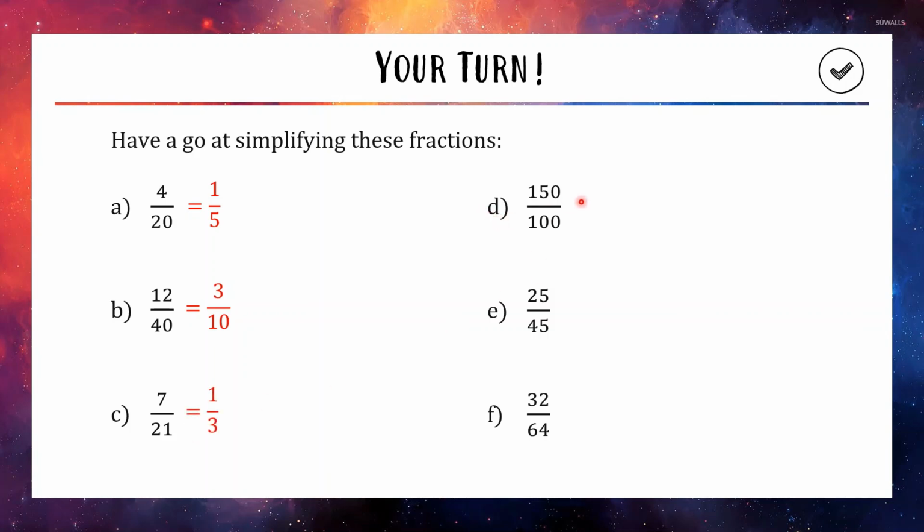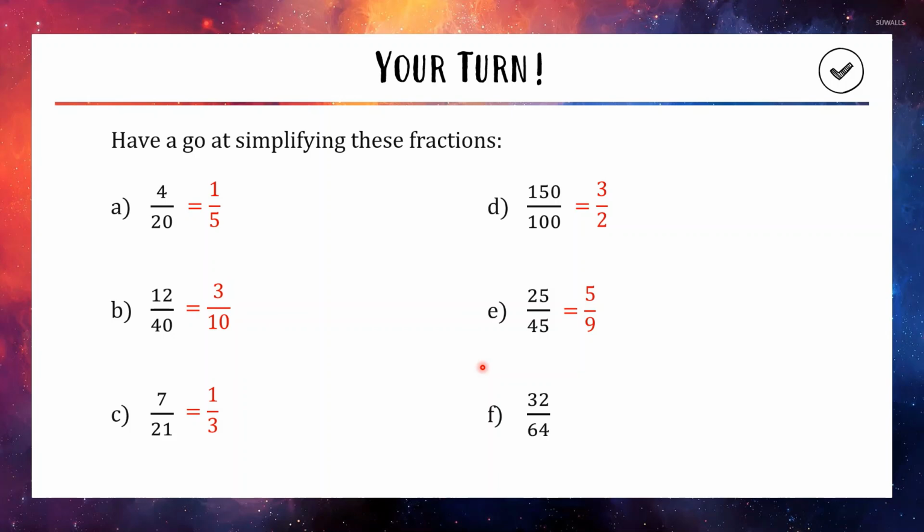Question D, we have a common factor of 50. 150 is 3 of them, and 100 is 2 of them. So we have 3 out of 2. Don't worry about writing it as a mixed numeral. There's nothing wrong with an improper fraction. It's a perfectly acceptable answer. Question E, our common factor on top and bottom is 5. We have 5 lots of 5 on the top, and we have 9 lots of 5 on the bottom. So we have 5 over 9.